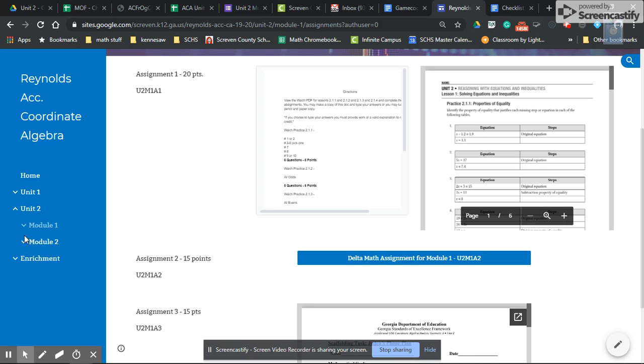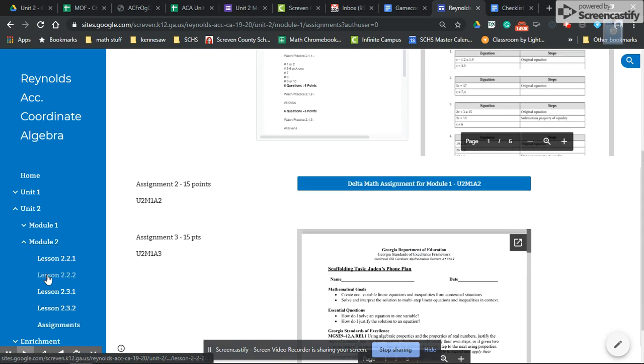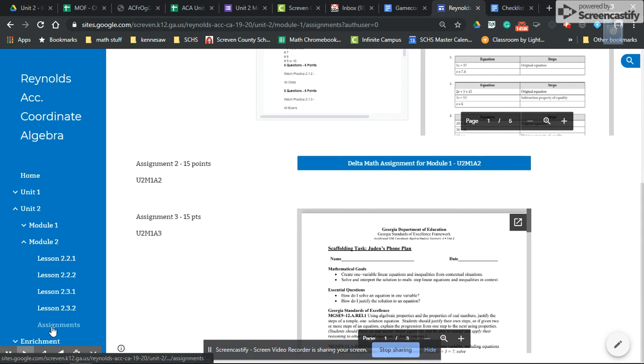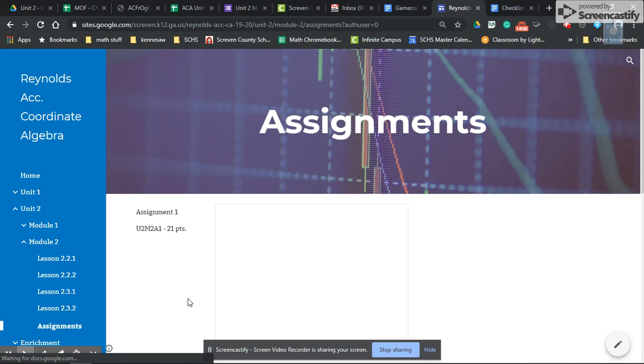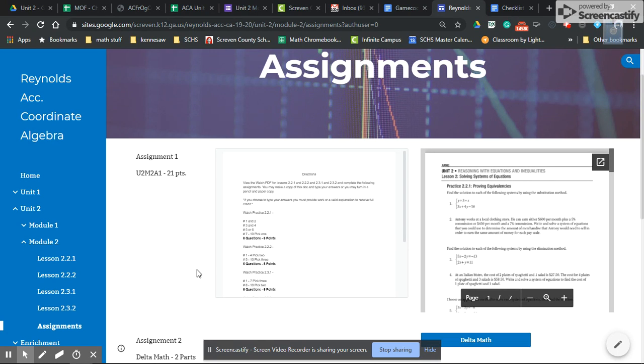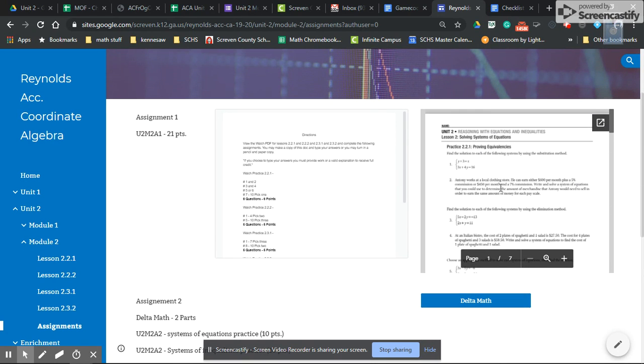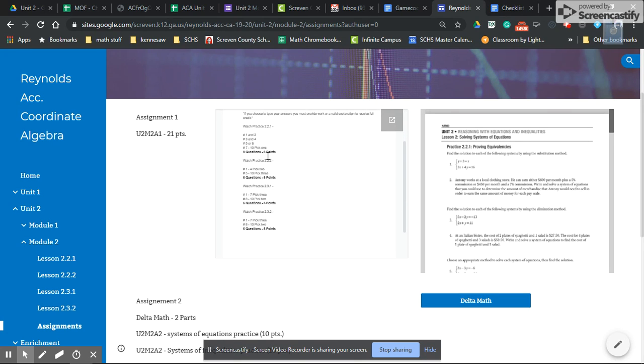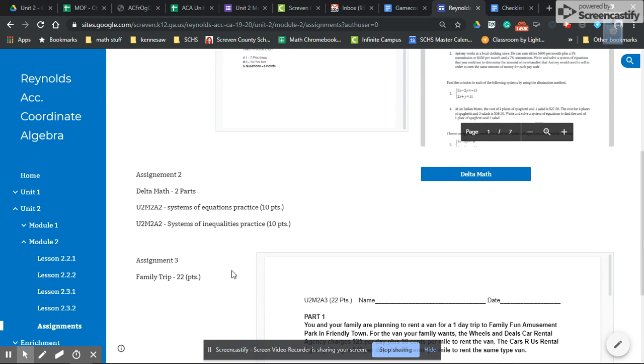And then we have Module 2, and again, the lessons are here, and here's the assignments at the bottom for Module 2. So this was the information that was between the first and second quiz, so the information that would be on the second quiz. Here's the questions to work for this particular assignment, which was worth 21 points, and this particular assignment has directions of which questions to do for this. Again, we have some more Delta Math. They had to log in and complete these 2 assignments in Delta Math. Each was worth 10 points.